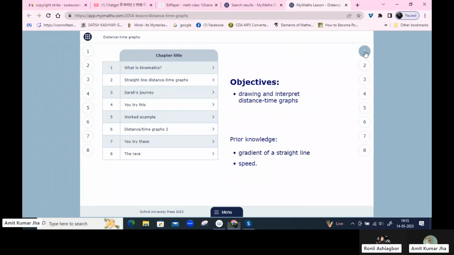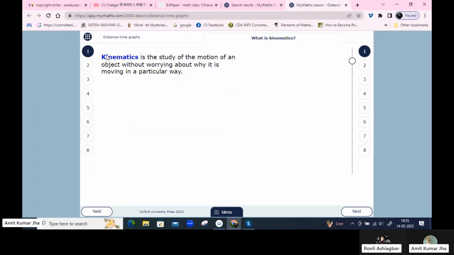Objective, and let us start from one. So the first thing is kinematics. Kinematics is the study of the motion of an object without worrying about why it is moving in a particular way.